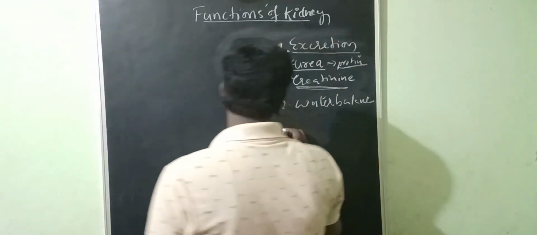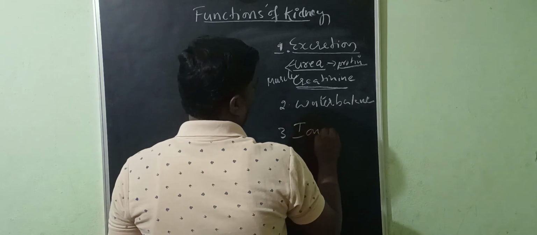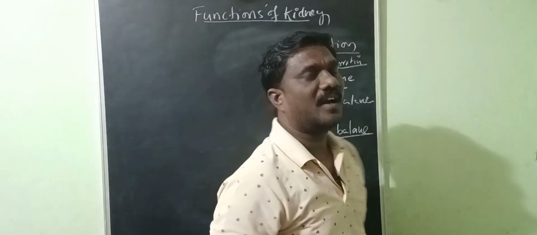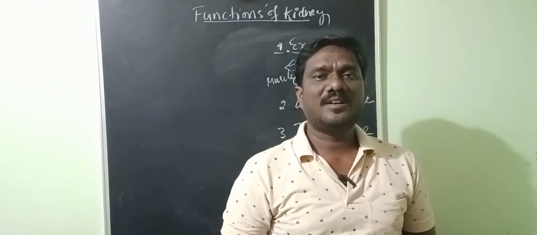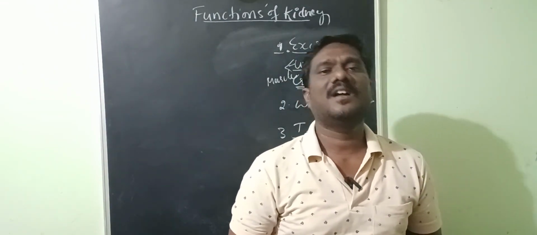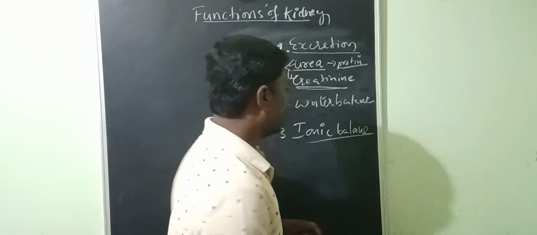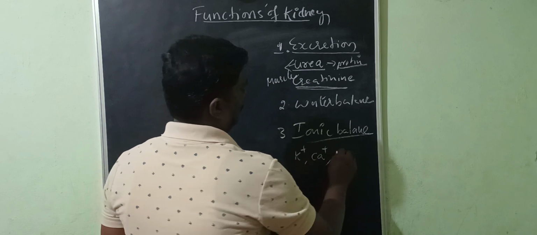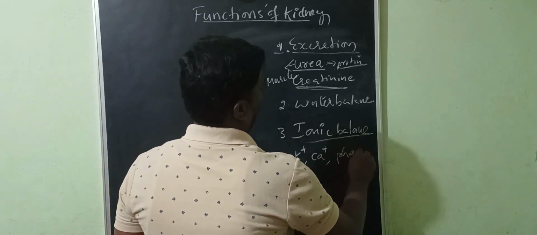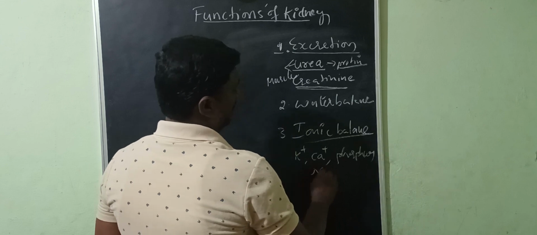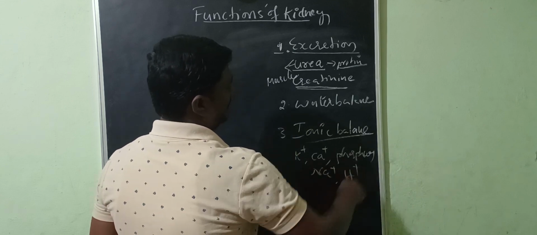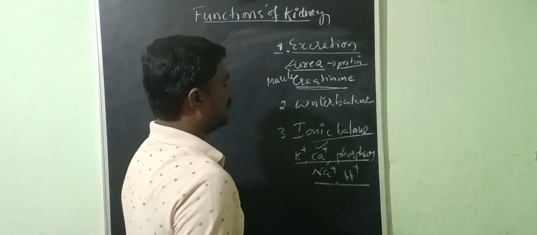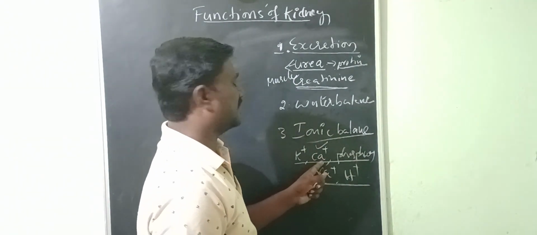Next, ionic balance. Ionic balance in our blood is essential to maintain. Those ions are potassium, calcium, phosphorus, sodium, and hydrogen ions. These ions are very essential. Calcium helps in the formation and strengthening of the bones.